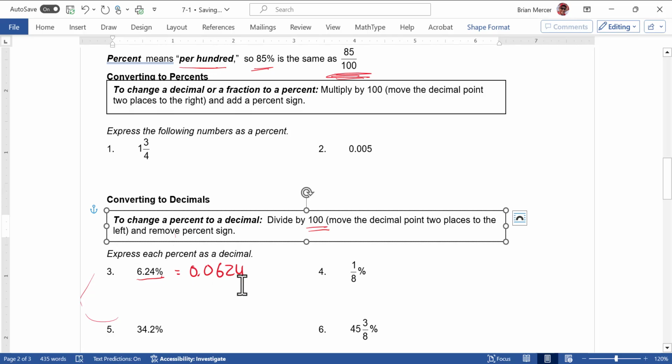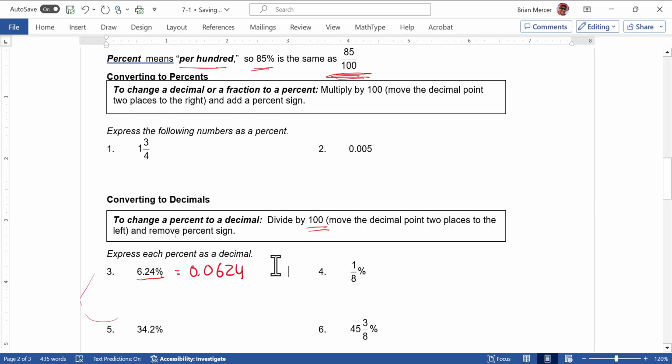There we go. Two places to the left, and remove the percent symbol. So there's how you do that one.